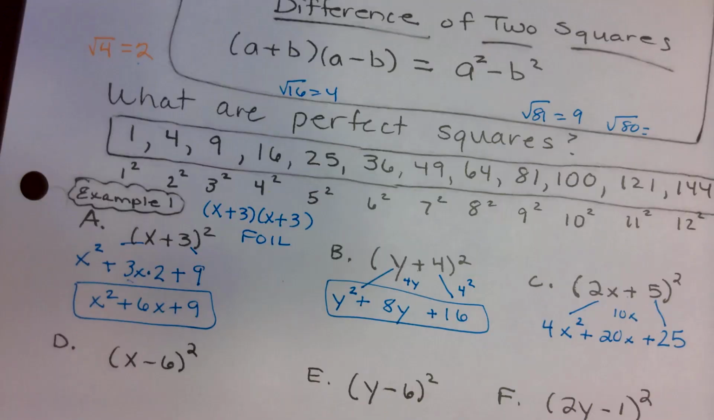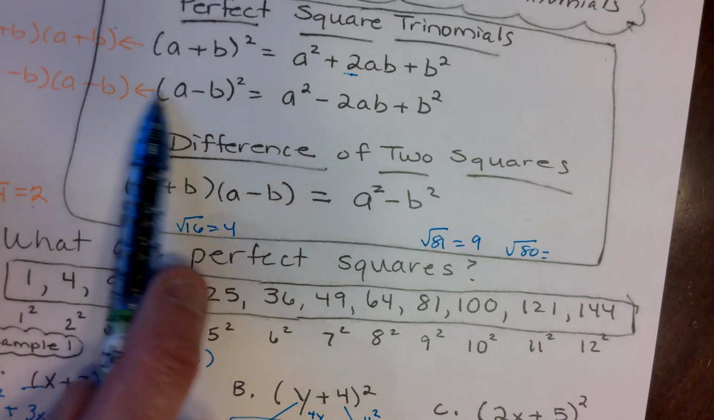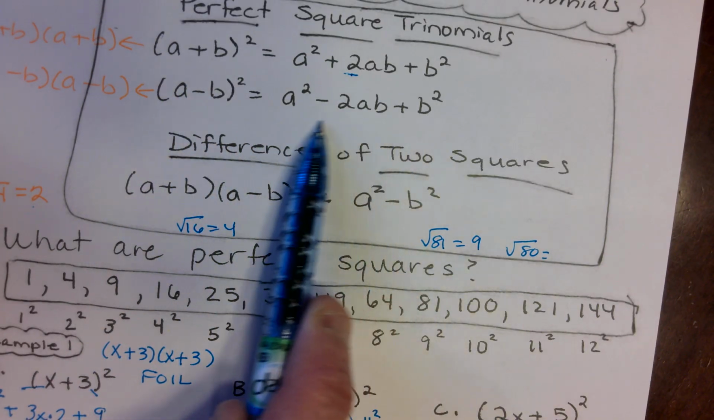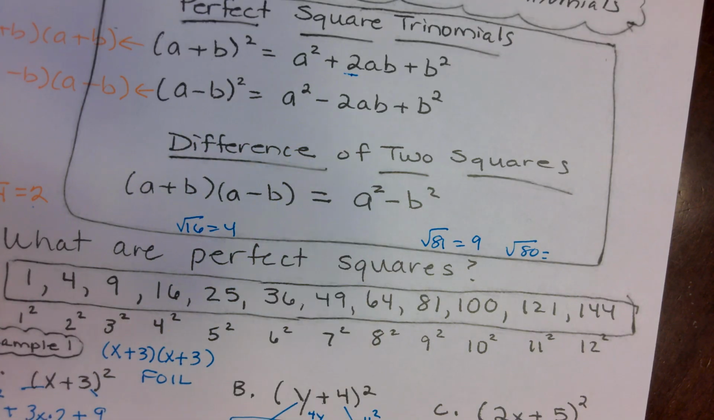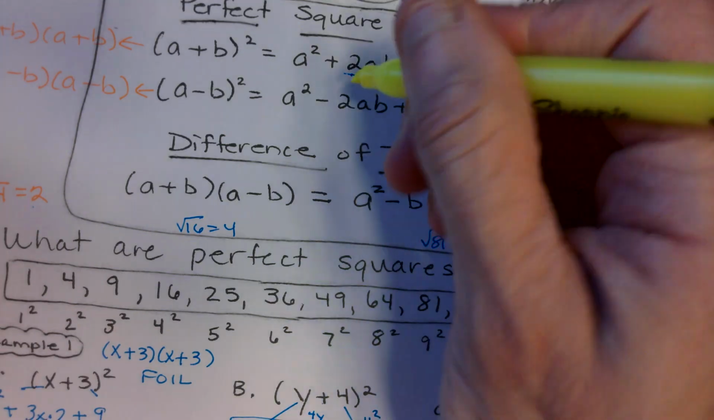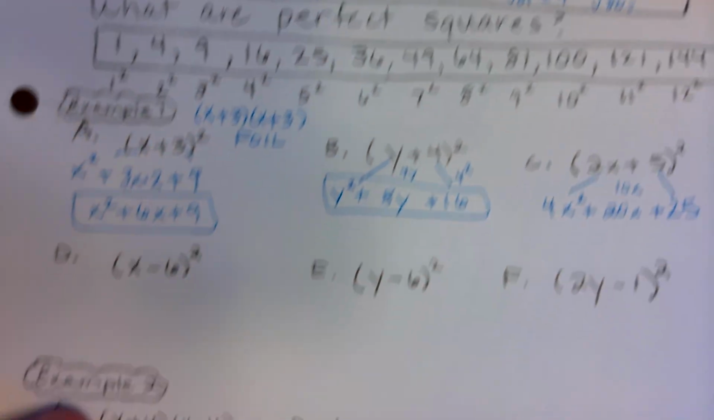Okay, let's go on to the next one. So we have x minus 6 to the second. Which one's that like? Right here. Only thing different is what, class? Ding, ding. That first term there is a subtraction. That's the only thing different. So let's go ahead and take a look at that.